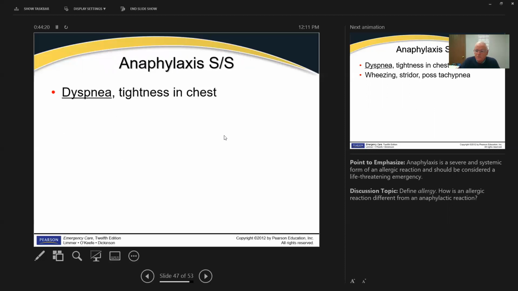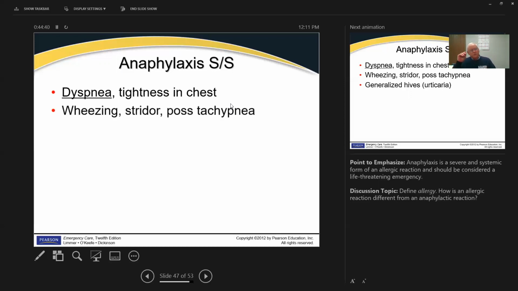They could have some dyspnea. They could have some tightness in the chest, okay? And once that happens, then we start talking about it being anaphylaxis. For anaphylaxis, you have to have difficulty breathing or signs and symptoms of shock, okay? So they're going to have difficulty breathing, get tightness in their chest. They could be wheezing. They could have stridor. They could be tachypneic, which is the fast breathing rate.